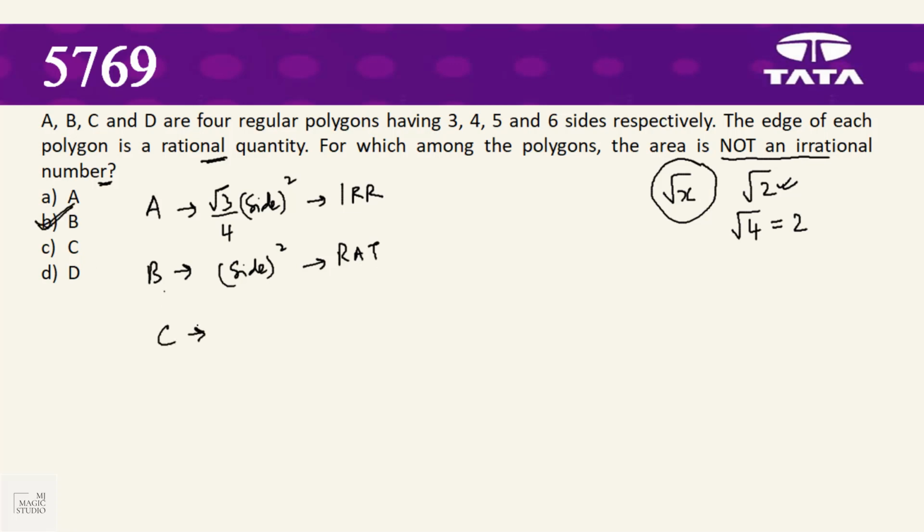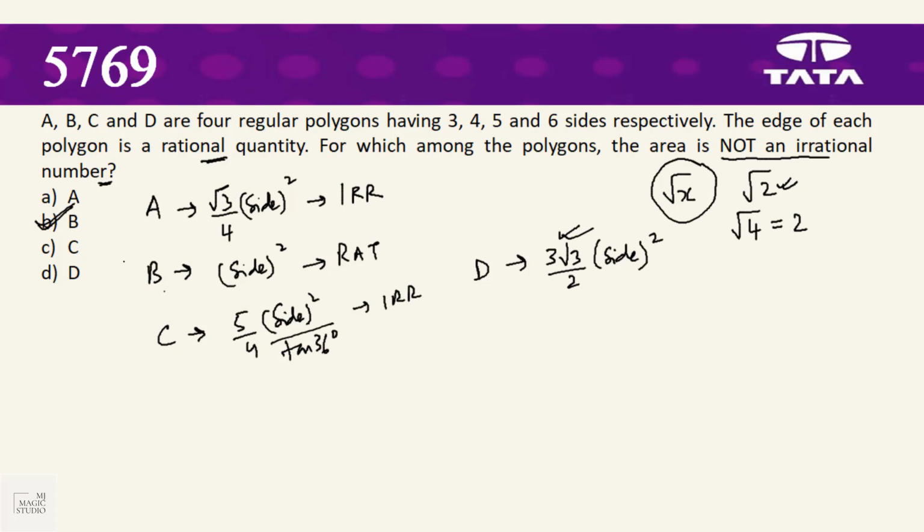Let us see what the area is for C, which is a 5-sided figure. Area is given by 5 by 4 into side squared divided by tan 36 degrees, which is again irrational. And for D, a 6-sided figure, area is given by 3 root 3 by 2 into side squared, which is again an irrational figure. That means only the square's area is rational. Option B is the answer.